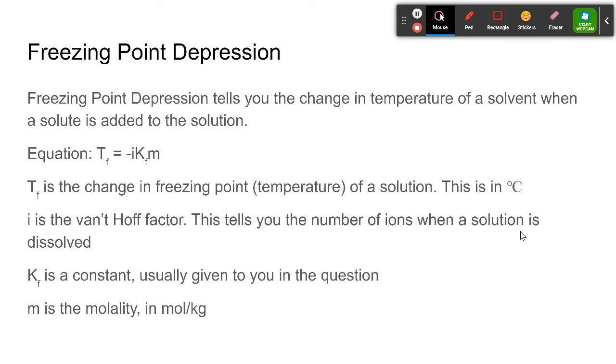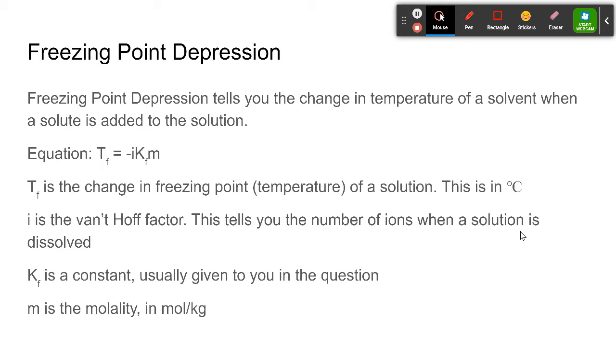All right, so the first concept we're talking about today is called freezing point depression. The freezing point depression tells you the change in temperature of a solvent when a solute is added to the solution. A lot of vocabulary words there. Remember, your solvent is the thing that does the dissolving. It's usually water. A solute is the thing that's being dissolved, and your solution is the combination of solute and solvent. So your freezing point depression tells you how much the temperature is going to change whenever you add a solute into a solvent.